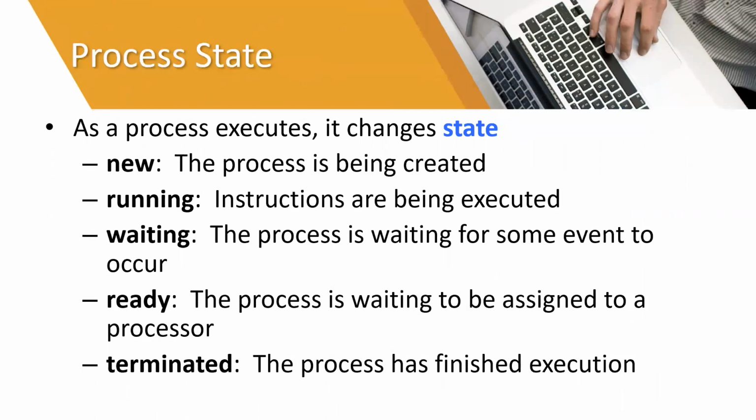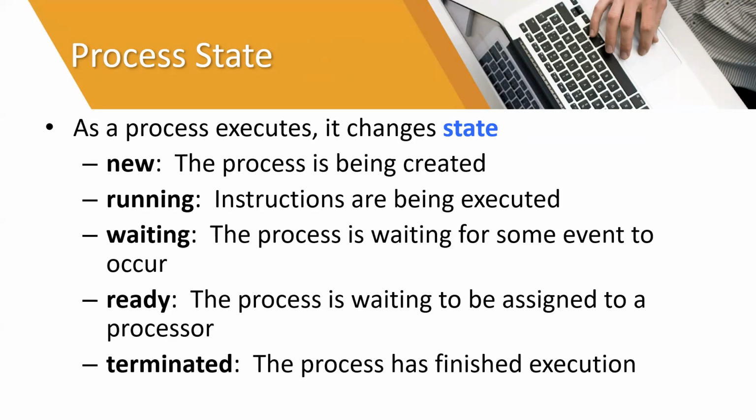Hello all, and coming to the next slide. Now we will discuss the types of states in a process. There are a lot of states in a process, so we will discuss those states. As a process executes, it changes state. The first one is new. New means the process is being created, and the next one is running.